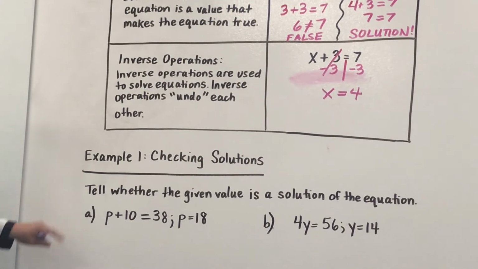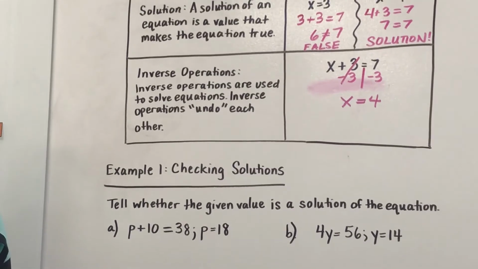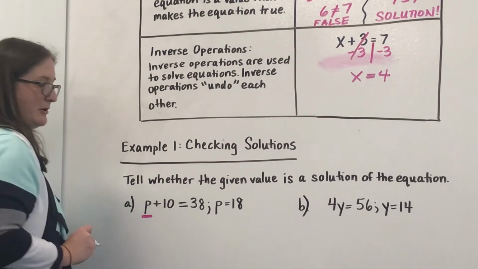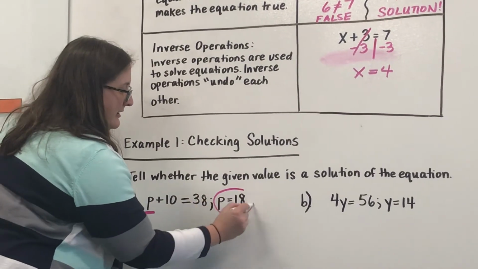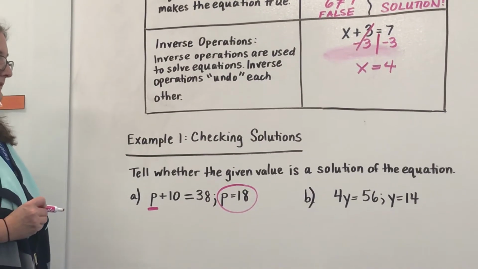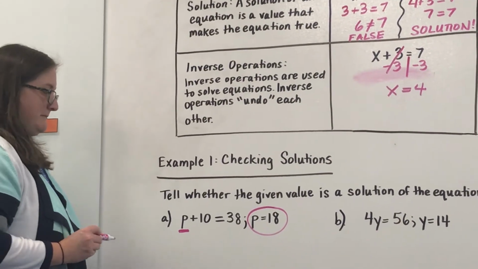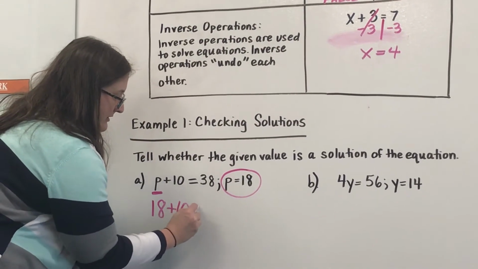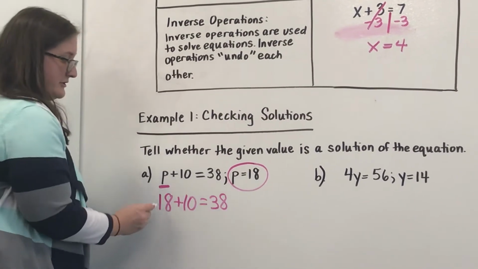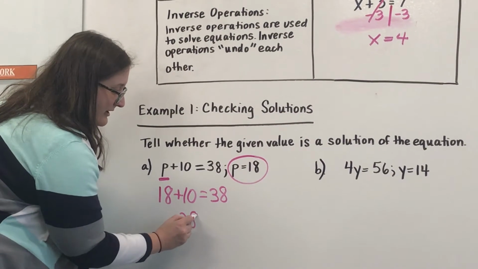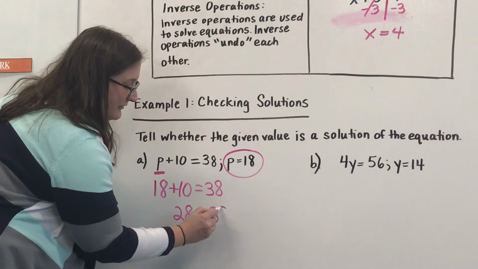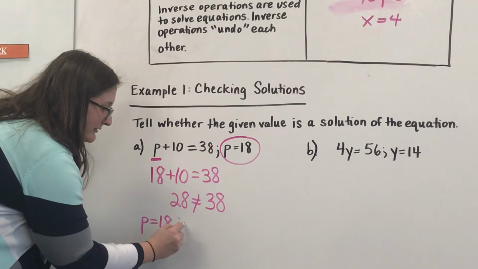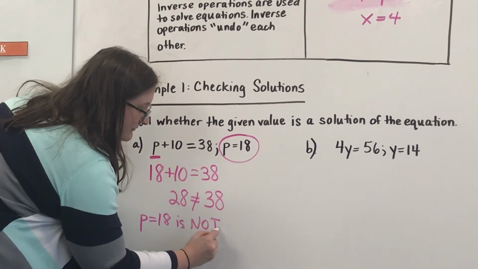Here they're asking us to tell whether the given value is a solution for the equation. Whenever I'm looking at an equation, I'm looking for the variable. In this case, my variable is p. And they want me to plug in 18 for p and see if it's actually a solution for this equation. So instead of p, I'm going to write 18 plus 10 equals 38. And if I do 18 plus 10, I get 28. The two sides are not equal, this is false, and p equals 18 is not a solution for this equation.